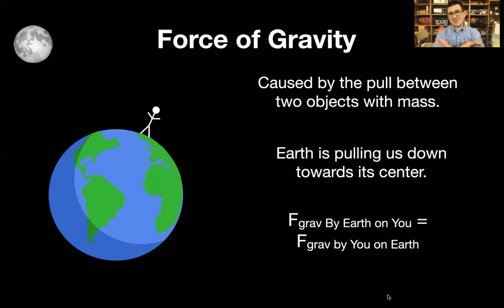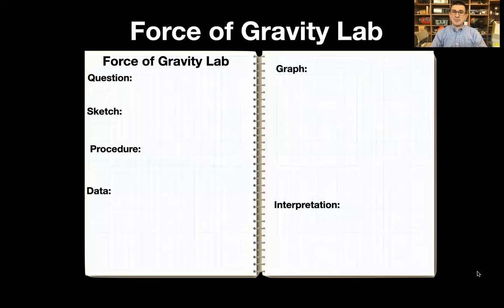Now that we have a baseline understanding of the force of gravity, we're going to talk about the lab that we're going to run in our next class, which is the force of gravity lab. It's been a while since we've done this, so I'm going to ask that you flip to a brand new page in your lab notebook. It's really nice if you can have both sides of the page right by each other, so our graph can be right next to our data. Then we're going to write down the question, draw a sketch, write a procedure, and make our data table. By doing that, we will be 100% ready to run our lab in the next class.